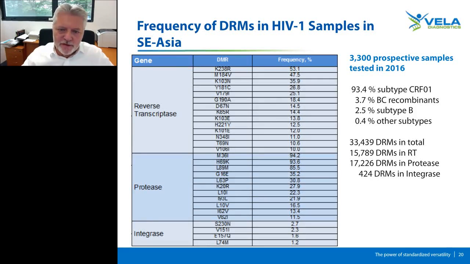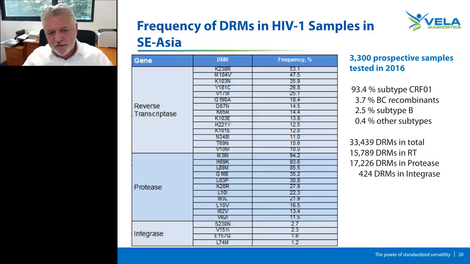Some more data which we collected also in Southeast Asia over this year. It's 3,300 prospective samples tested in 2016. And when you look at the DRMs, drug resistance mutations, here, the frequencies we're seeing are very similar to what you would expect from using international databases. So again, we had a high prevalence of CRF01s in this sample collection. And we detected more than 33,000 DRMs in total.